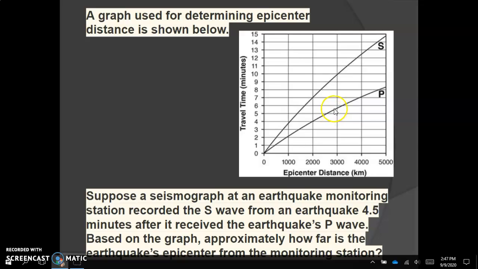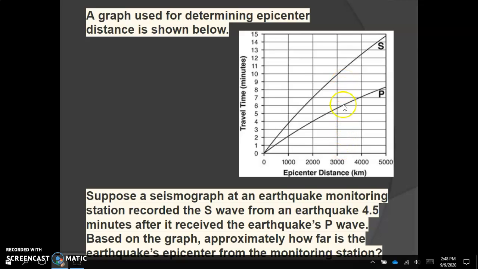So if we look here, let's see, here. We've got 1, 2, 3, 4. That's almost there. 1, 2, 3, 4. So it's going to be somewhere around this area because this is where there's going to be a difference of 4.5 between your S and P wave. So if we follow this down, we can estimate roughly the epicenter would be between 32 to 3,300 kilometers away.